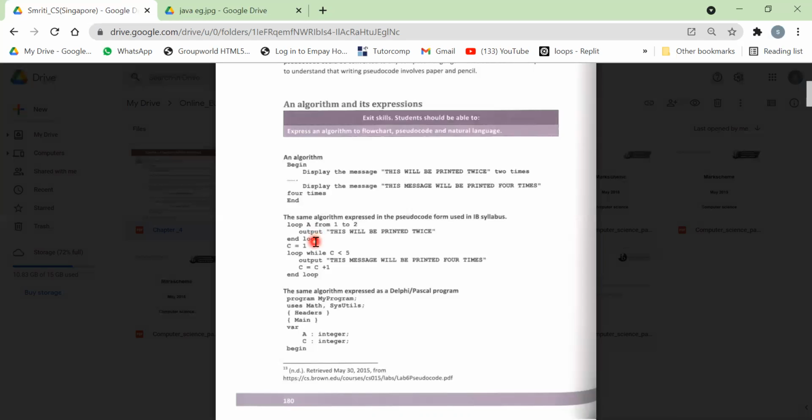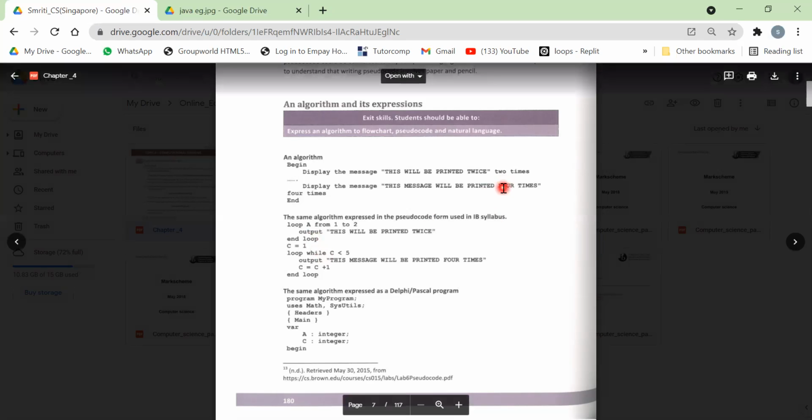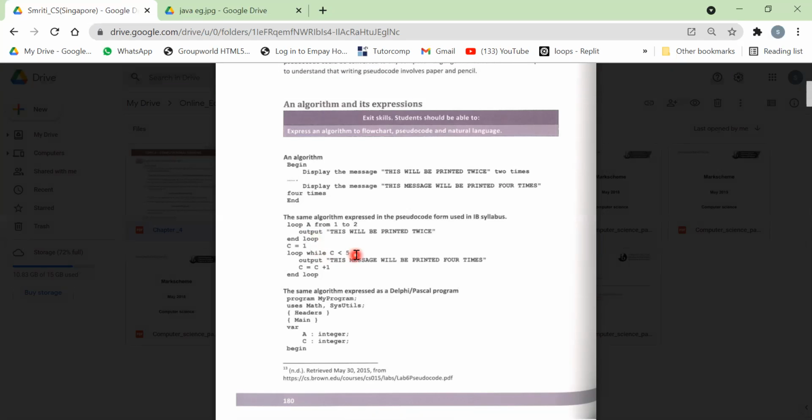End loop. Then the next message we wanted to print 4 times. How can we do that? We need to initialize a variable called C to 1, and loop while. We are using the while command, and we'll be studying in future what exactly while commands are. As of now, we can understand that it's a condition. Why do we need this condition? Because we want to print this message 4 times. So as long as C is less than 5, output this message, and C is equal to C plus 1.